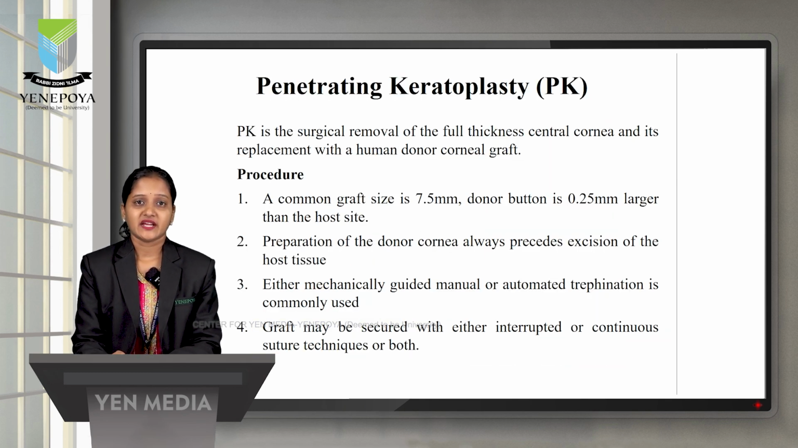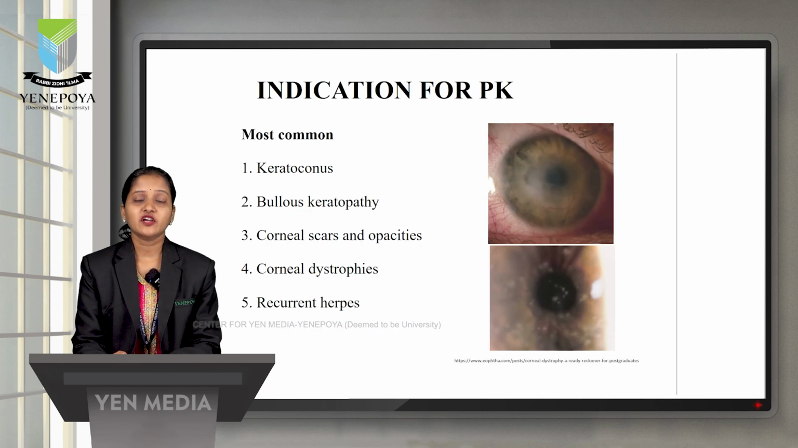This can be done either mechanically guided, manual or with an automated machine. The graft can be secured with either interrupted sutures or continuous sutures. Moving on to the indications for penetrating keratoplasty, the most common indications are keratoconus, bullous keratopathy, corneal scars and opacities, corneal dystrophy conditions or recurrent herpes.